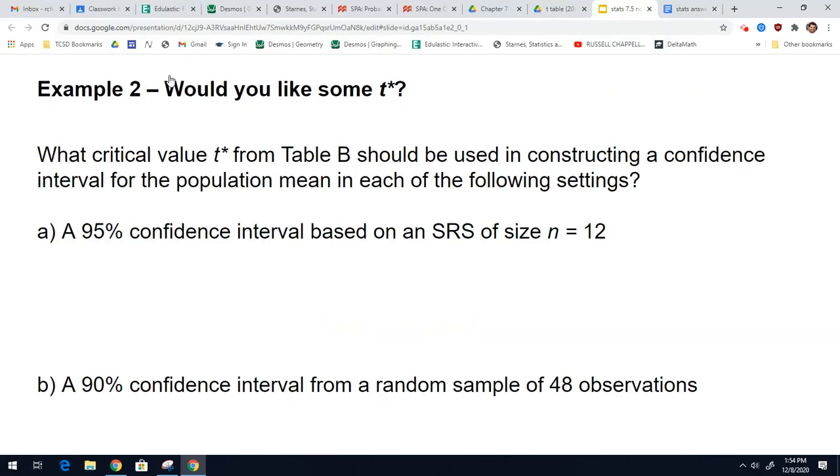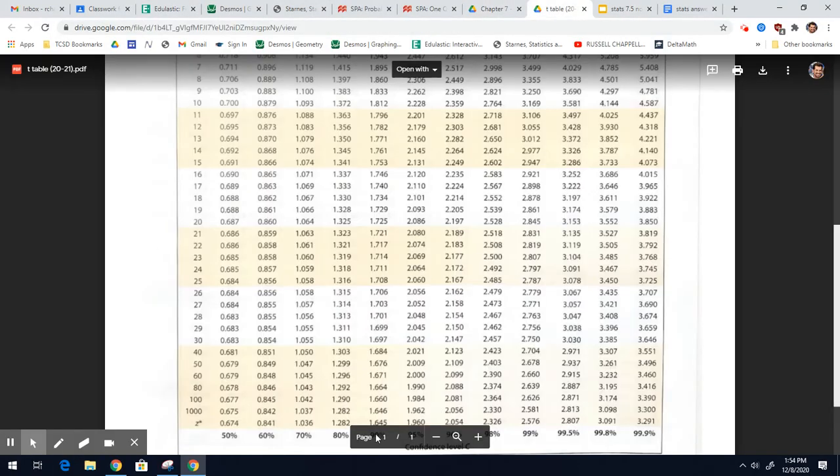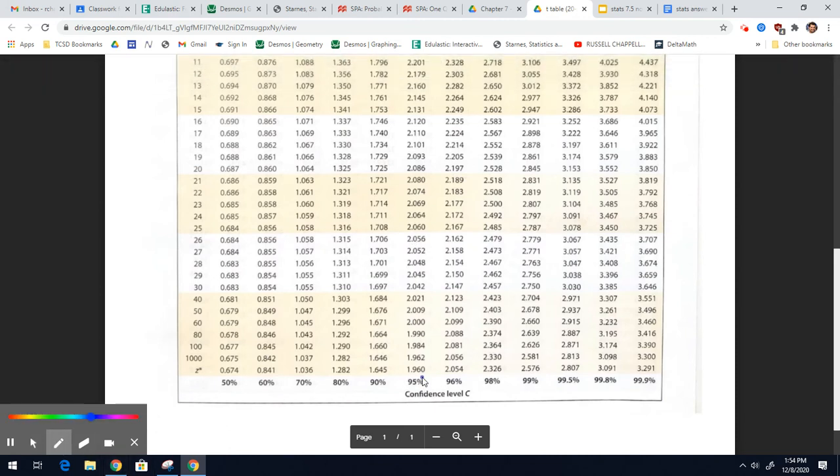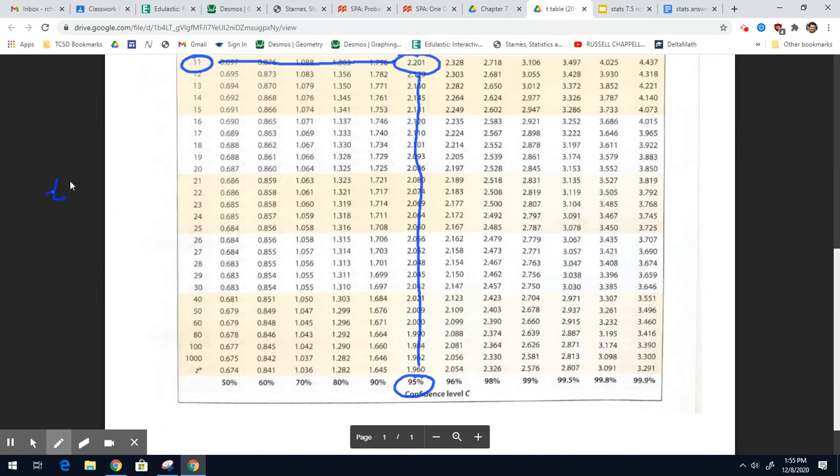I'm going to find 95% on the bottom row. There's 95%. I'm going to find my degrees of freedom of 11 right here. It's at the very top, how I have it slid down. I'm going to go up, and I'm going to go over. And there is my T star. So for this problem, T star equals 2.201. And we would use that to help build our confidence interval.